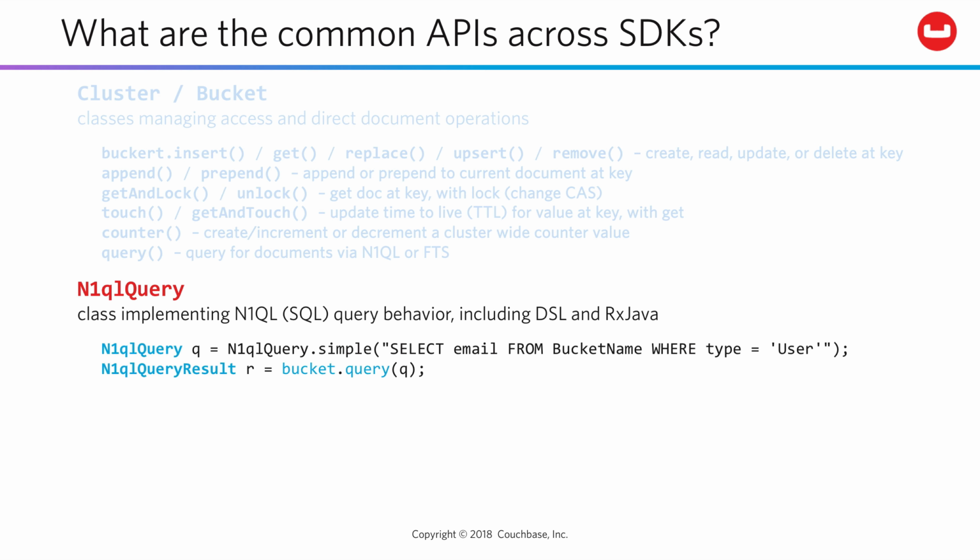N1QL queries can be assembled manually or via a domain-specific language available in our SDKs. We also support reactive design patterns, including RxJava. As you'd expect, you build your query for either synchronous or asynchronous access, then handle the JSON it returns in the manner appropriate for whichever language you may be using.